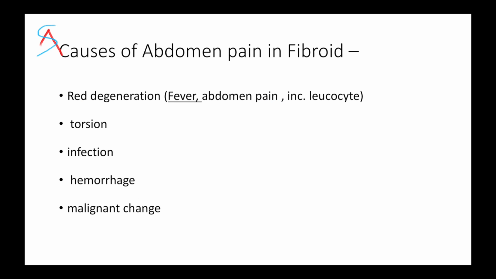In fibroid, generally they are painless. If pain occurs in fibroid, then it could be because of red degeneration, which has a triad: fever, abdomen pain, and an increase in leukocytes. So this triad is there, and for red degeneration they mostly give just paracetamol. It could also be torsion, infection or hemorrhage. Generally subserous and submucous fibroids can go for malignant change, with approximately 0.5% chance.